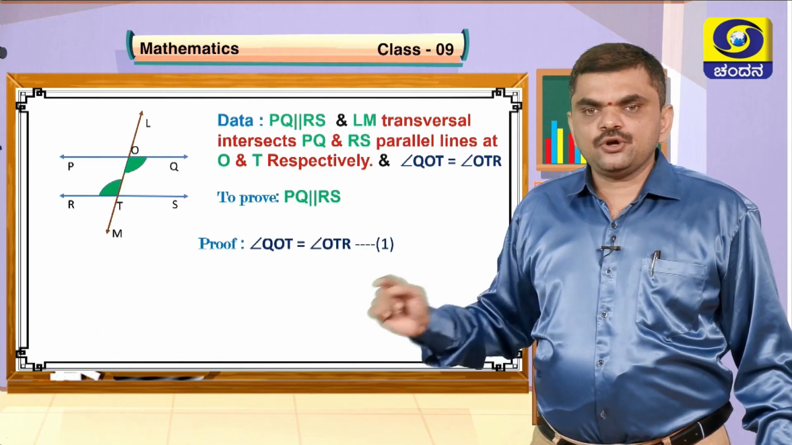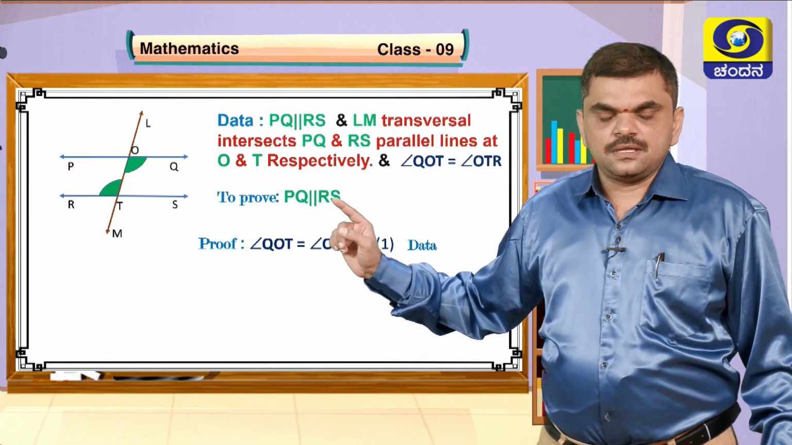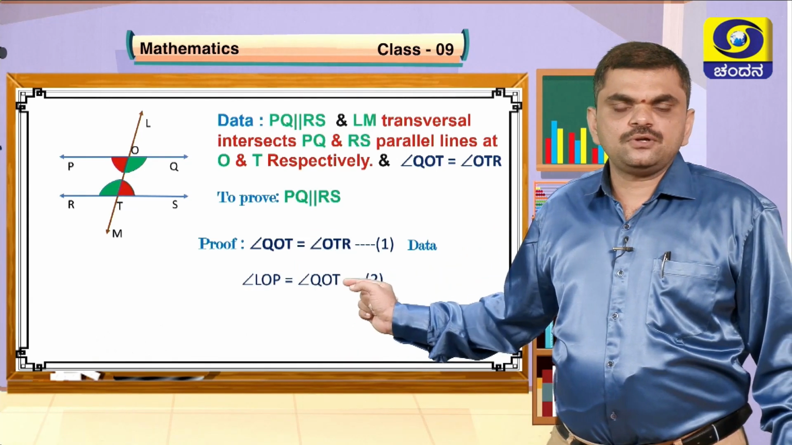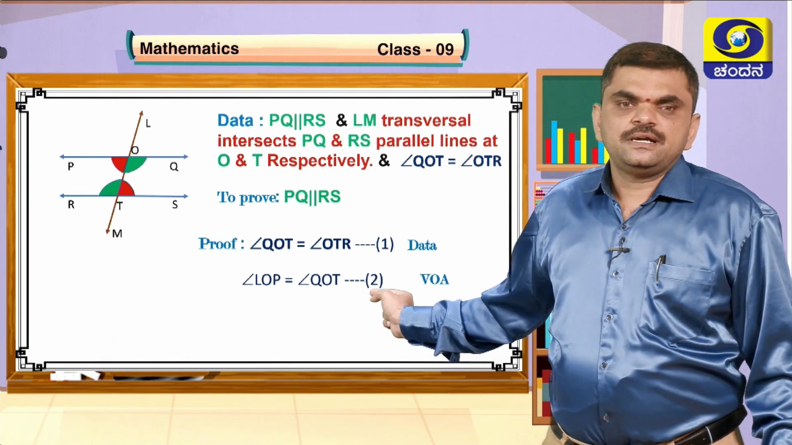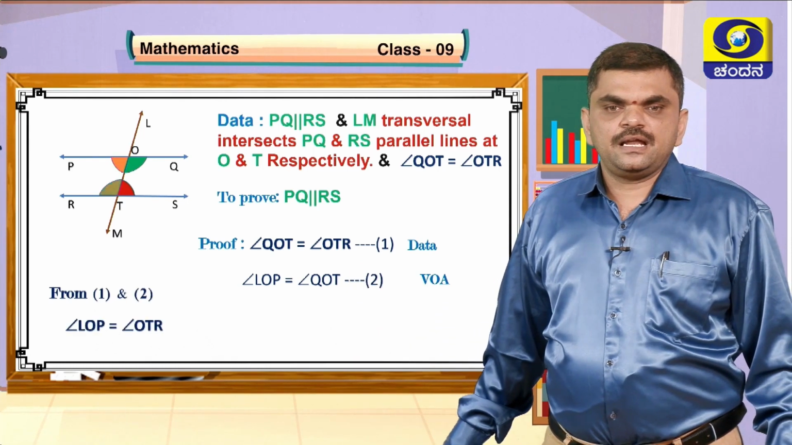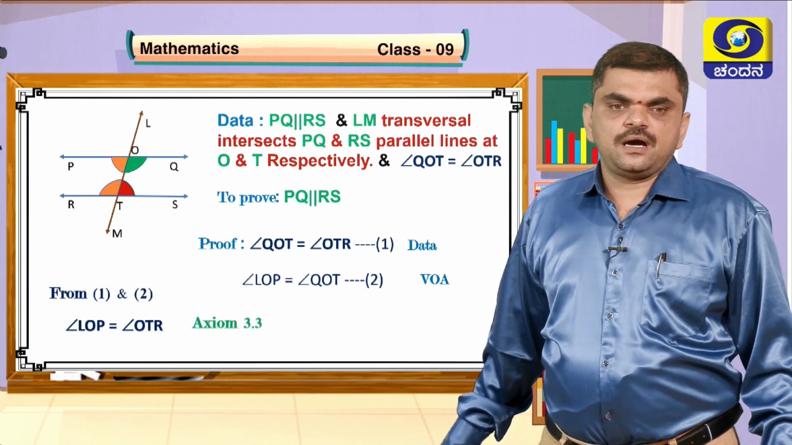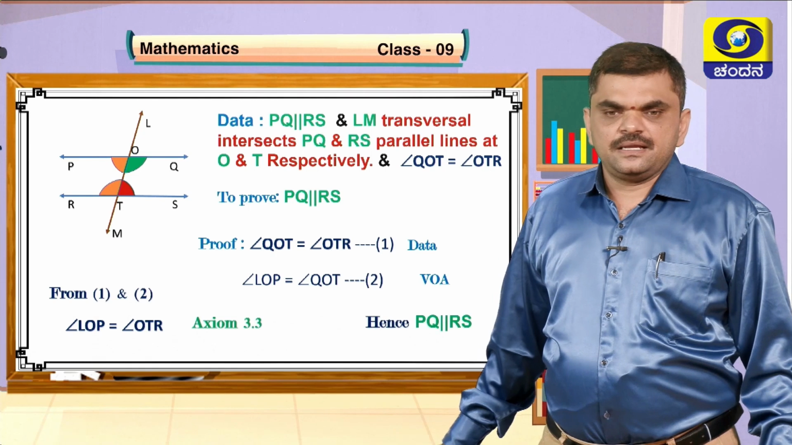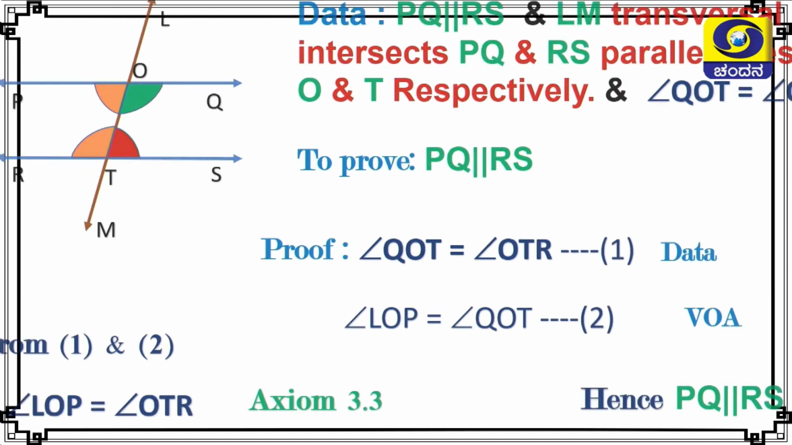Proof. Angle QOT is equal to angle OTR. Why? The data is given: the alternate interior angles are equal. Now, angle LOP is equal to angle QOT, because that is also data. Now, from 1 and 2, angle LOP is equal to angle OTR. That is axiom 3.3. Hence, PQ is parallel to RS, children.